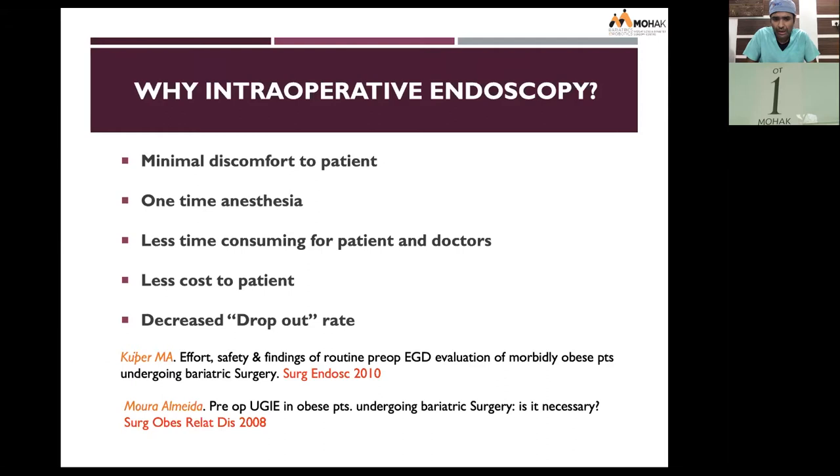So we decided to do intraoperative endoscopy and not preoperative, and take a blanket consent from the patients that although based on your profile we have decided on this procedure, if we find something inside which is very different from what we expect, we will change the procedure.